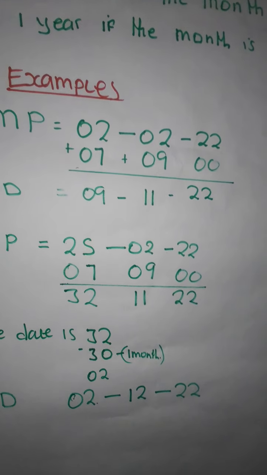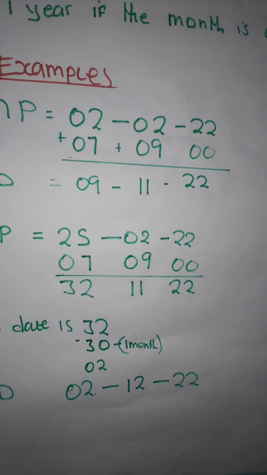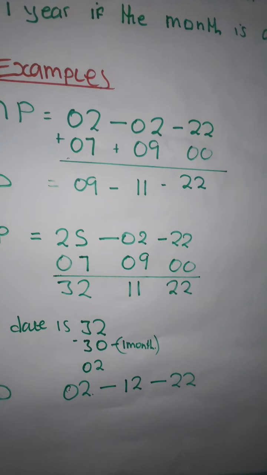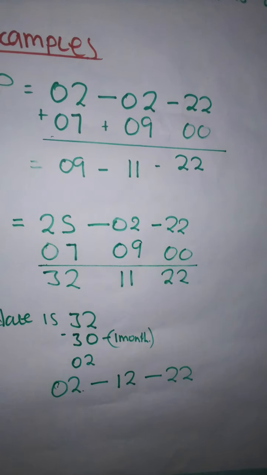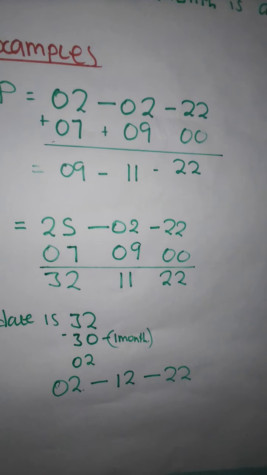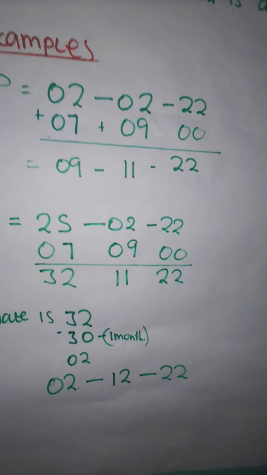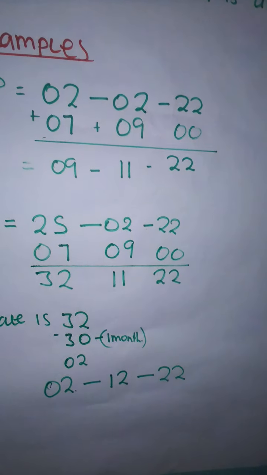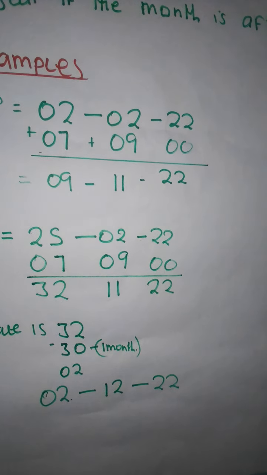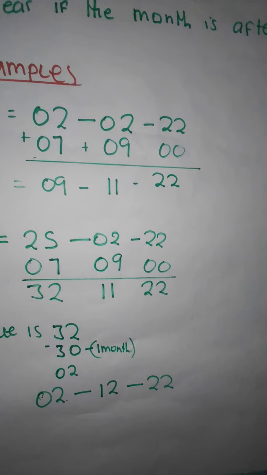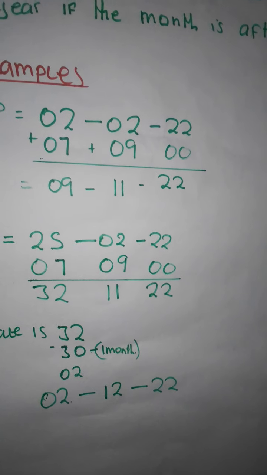30. So it will be 32 minus 30. Remember November ends with 30 days, so we're going to subtract 30. These 30 days are equivalent to 1 month, so it will mean that we've subtracted 1 month. What will remain will be 2. Now this 1 month that we've subtracted from the date, we'll add to the number of months which is there. So in November we'll add 1 month, so it will be 11 plus 1, which gives us 12.